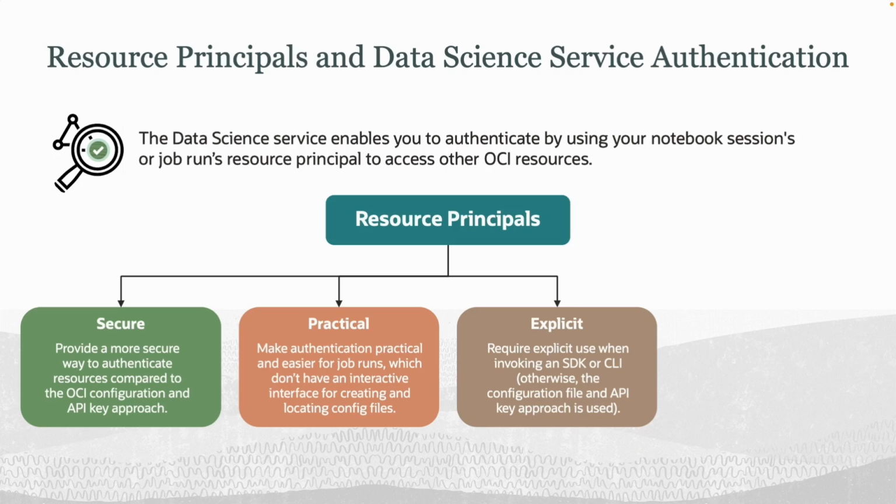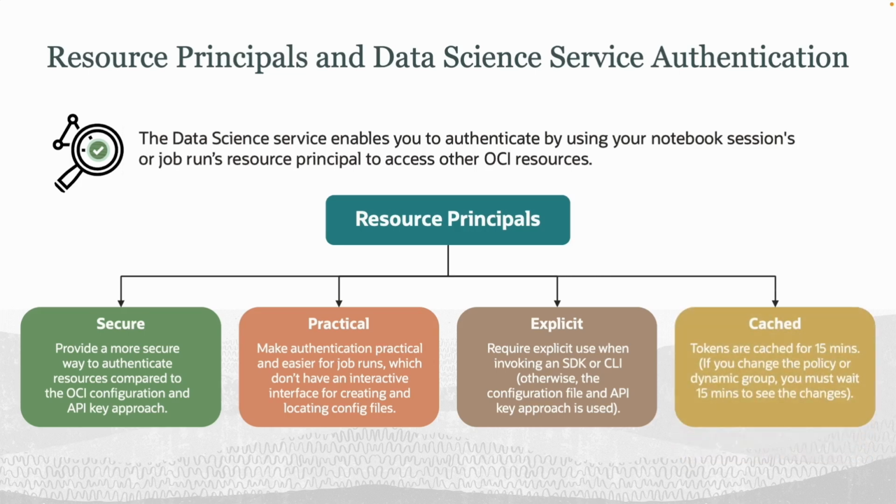If you don't explicitly use the resource principals when invoking an SDK or CLI, then the configuration file and API key approach is used. The resource principal token is cached for 15 minutes. If you change the policy or the dynamic group, you'll have to wait for 15 minutes to see the effect of your changes while the cache expires.